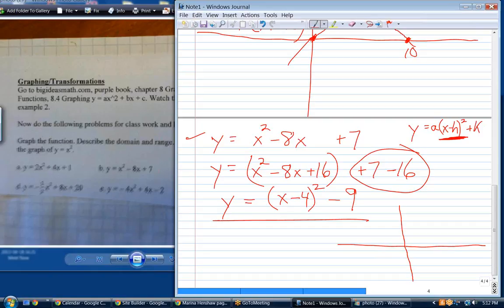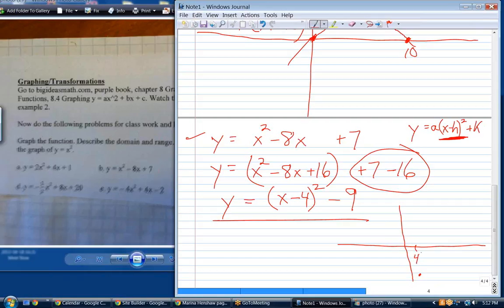-4 and -9. Got the -9 correct, but it's positive 4. H is the x coordinate of the vertex. We're trying to get it into x minus h format. So it's x minus 4, which means h is a positive 4. So the vertex would be right there at 4 and -9. So it's going to go up.